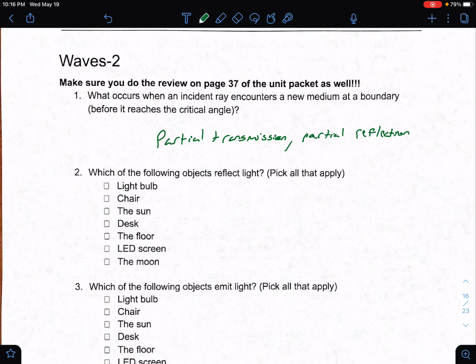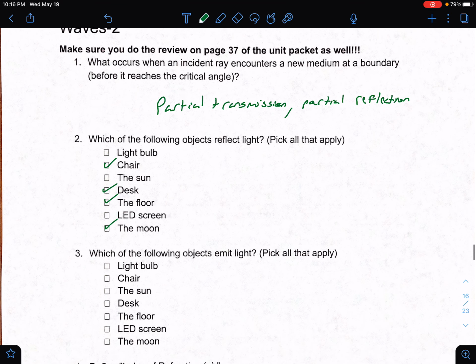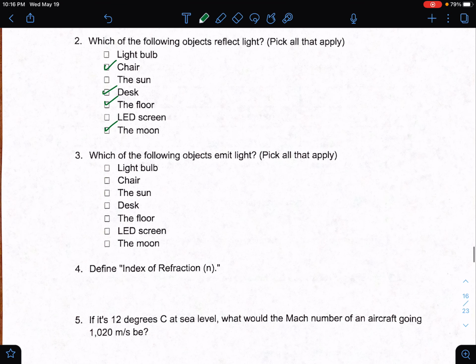2, which of the following objects reflect light? So you're looking for something that reflects light, not emits it. Basically anything that's not emitting light or has color, that's part of absorbing and reflecting light. So that would be something like your chair, the desk, the floor. The moon is reflective. Which of these emit light? That'd be a light bulb, the sun, and an LED screen.